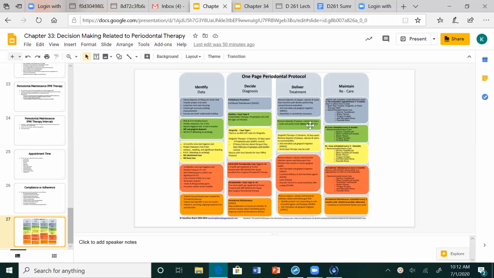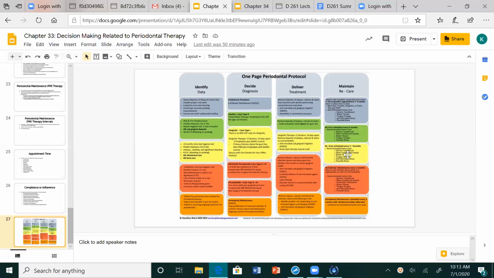This one says 2 sessions, 14 days apart. That's great too, okay? And then recare schedule, maybe the first time we have them come back like in 4 months. So let's say we do a prophy 1, 2 weeks later we do a prophy 2, then we have them come back in 4 months.